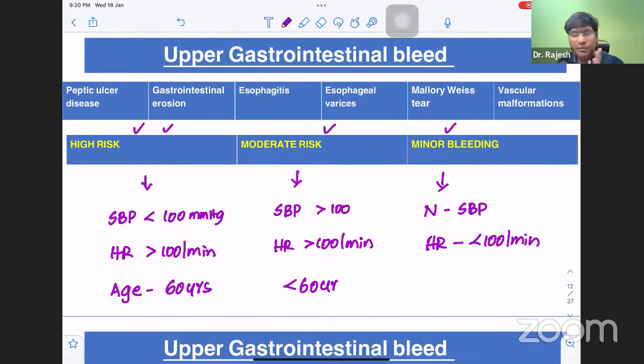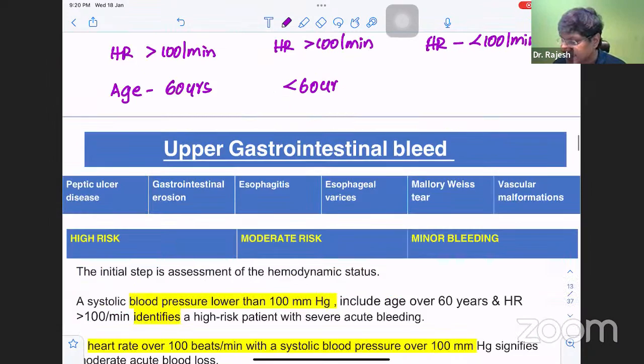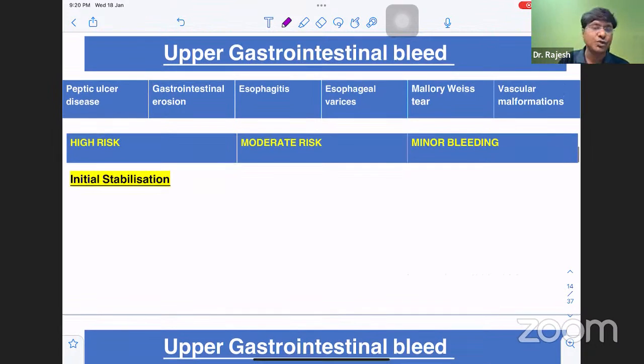Okay. Now, what do you have to do for this high-risk bleeding patient? You are the emergency medicine physician in the casualty. You have a high-risk patient in front of you because of the upper gastrointestinal bleed. So, what is the initial stabilization that you will be doing?